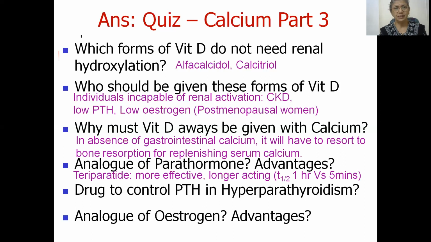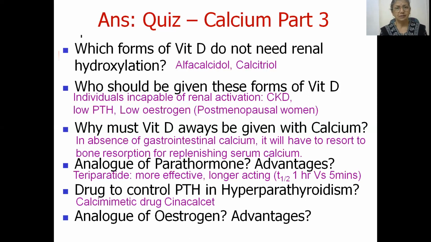The drug which is being developed to control parathyroid hormone levels in hyperparathyroid patients is the calcimimetic agent. So like calcium can control the release of parathormone when it is adequate, this drug can control the release of parathormone, so that is used in management of hyperparathyroidism.